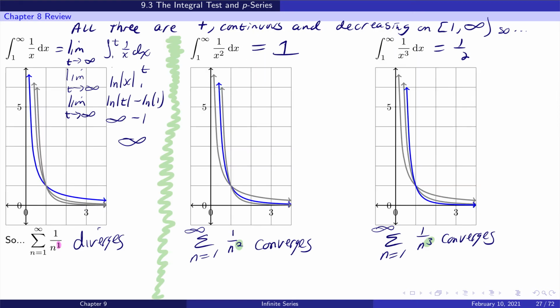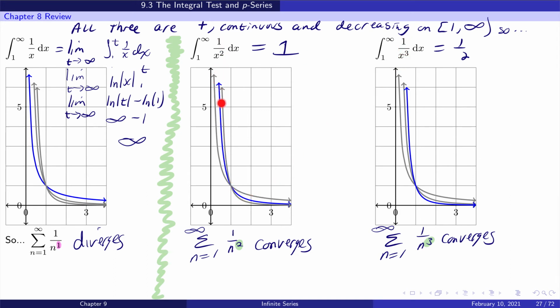The second topic is called p-series, and it can be applied to reciprocal functions. There are three reciprocal functions that we've studied before: 1 over x, 1 over x squared, and 1 over x to the third. In chapter 8, we learned how to take the antiderivative of improper limits, and we found out that 1 over x diverges. The area underneath the curve from 1 to infinity is infinite. But for 1 over x squared and 1 over x to the third, we get finite sums.